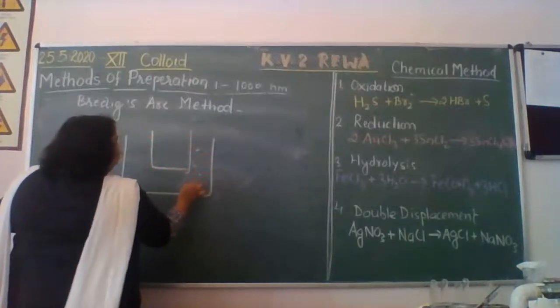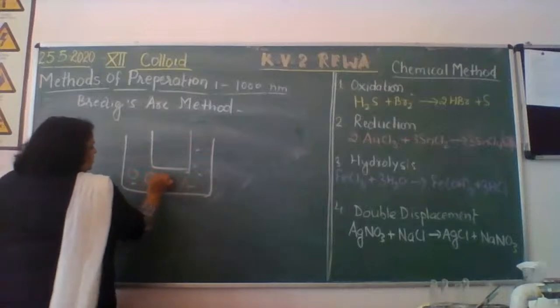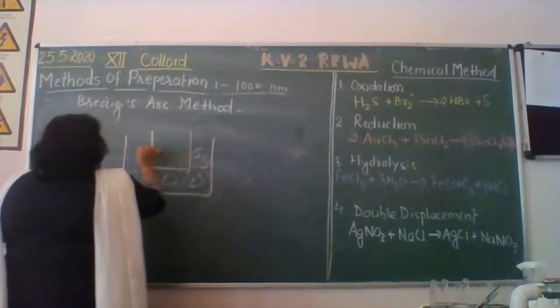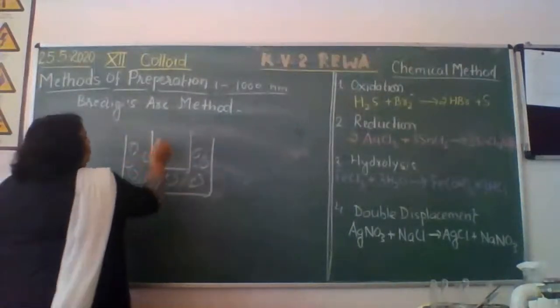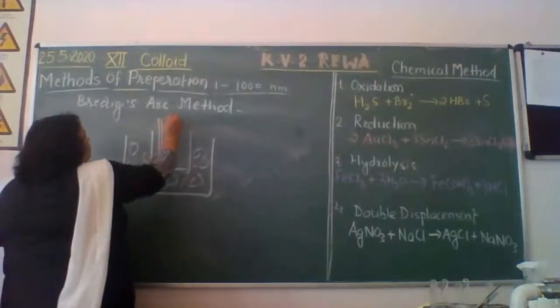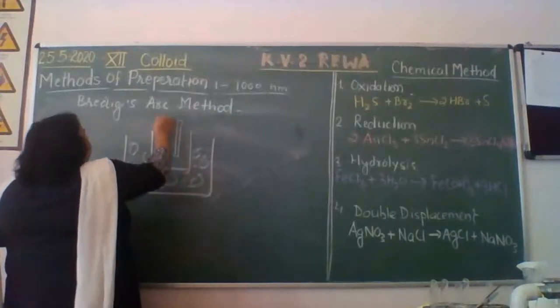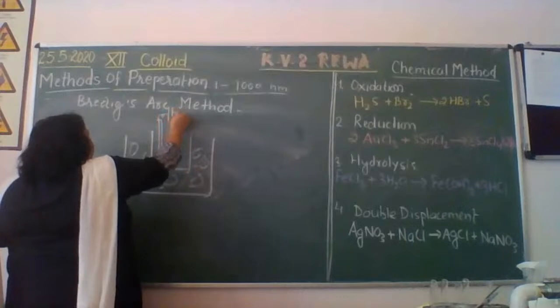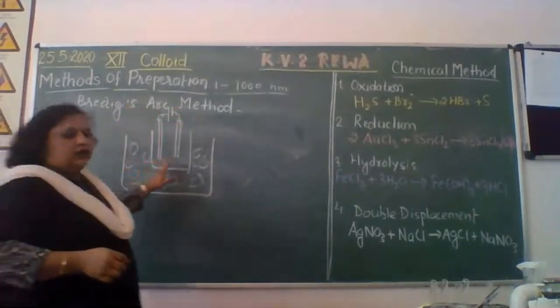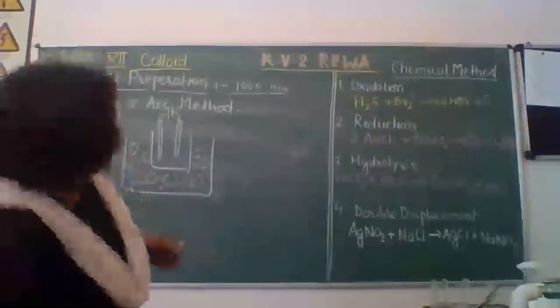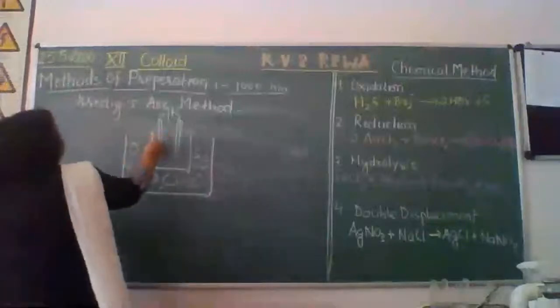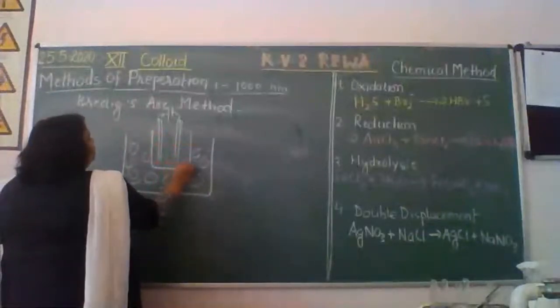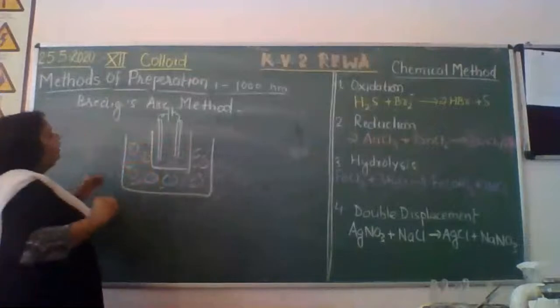This part is filled with the ice, right? Two rods of the metals are taken here. They are connected with the battery. This part, the inner vessel, is filled with the dispersion medium, right?